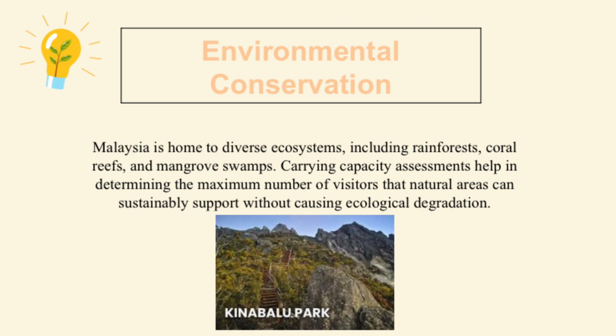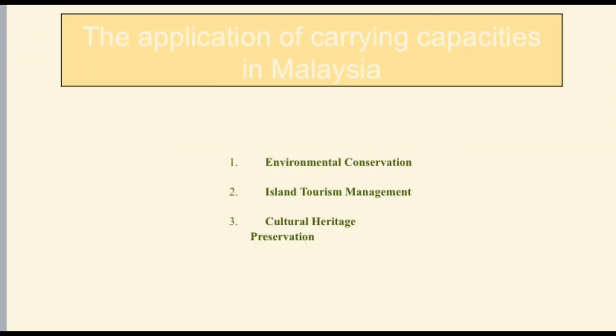Next, third slide. Environmental conservation. Malaysia is home to diverse ecosystems, including rainforest, coral reef, and mangrove swamp. Carrying capacity assessment helps in determining the maximum number of visitors that nature areas can sustainably support without causing ecological degradation. For example, in ecotourism destinations like Taman Negara National Park or Kinabalu Park, limits on visitor numbers and strict regulation on activities are imposed to protect sensitive habitats and wildlife.